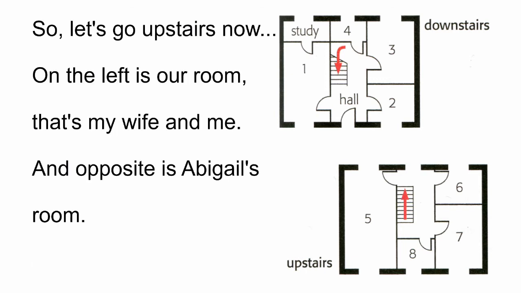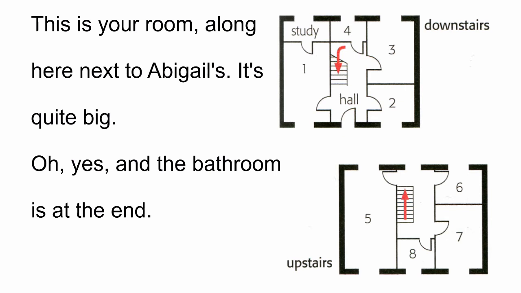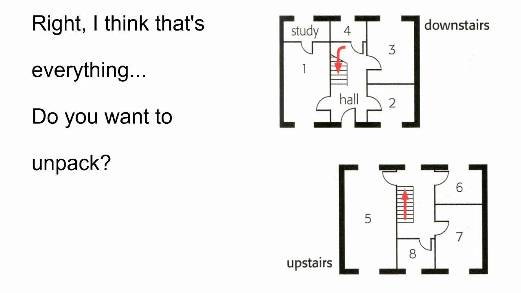So, let's go upstairs now. On the left is our room, that's my wife and me, and opposite is Abigail's room. This is your room, along here, next to Abigail's. It's quite big. Oh yes, and the bathroom is at the end. Right, I think that's everything. Do you want to unpack?